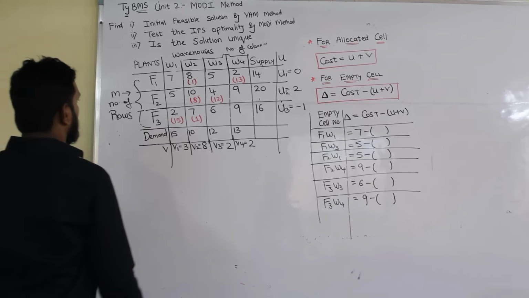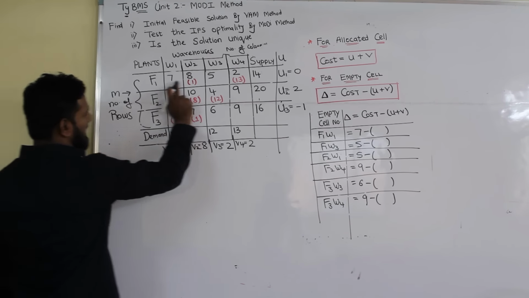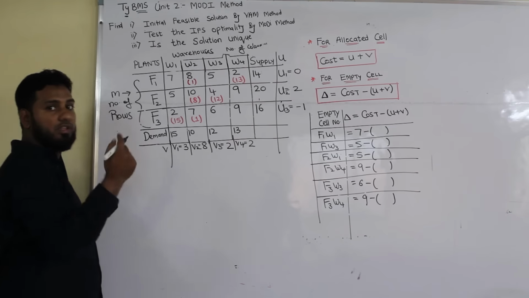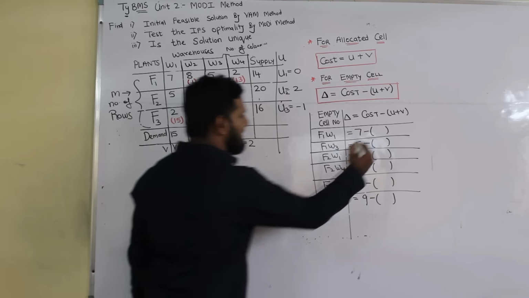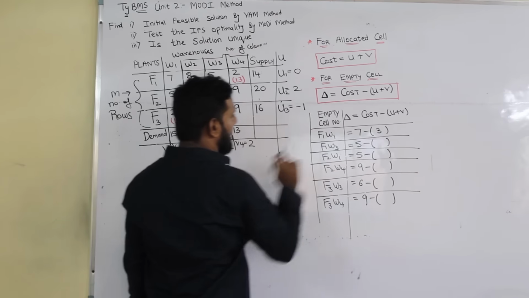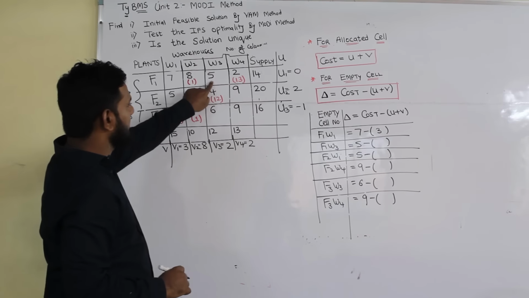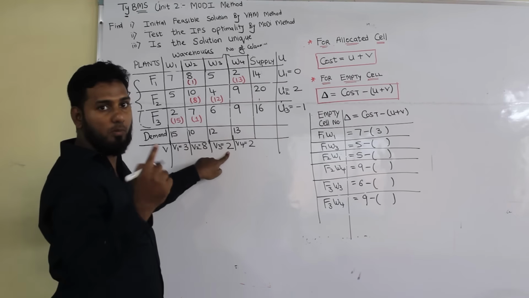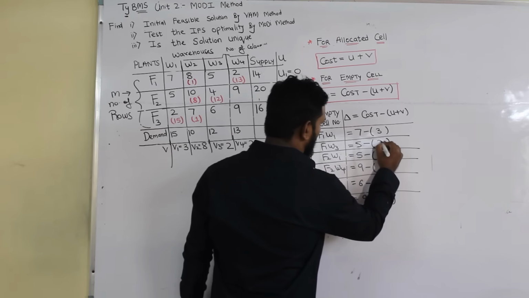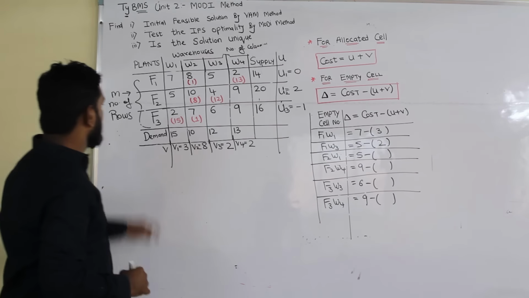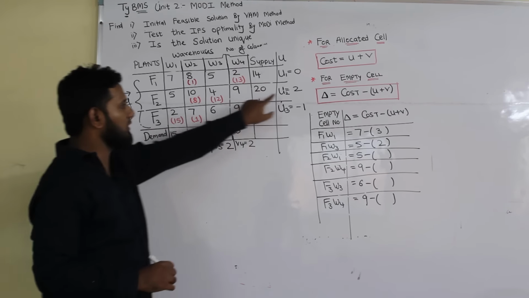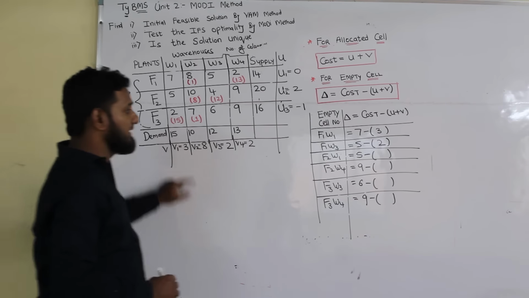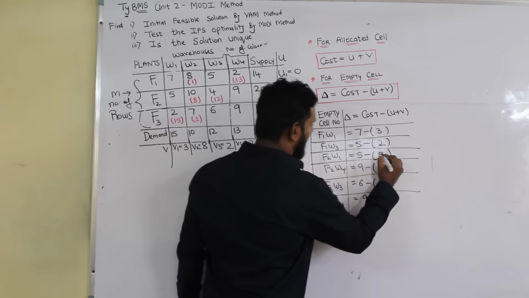Let us see. If you go to 7, the u का value over here is 0 and the v का value is 3. So 0 plus 3 will make it 3. Now go to 5. The 5 is this one. U का value is 0 and v का value is 2. So 0 plus 2 will make it 2. Then the next part is this one. So what is the u ka value? 2. And what is the v ka value? 3. So 2 plus 3 will make it 5.